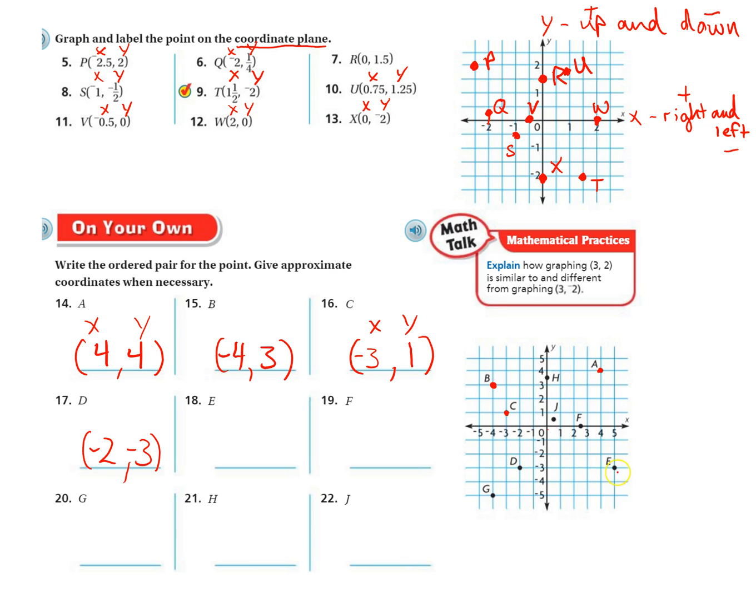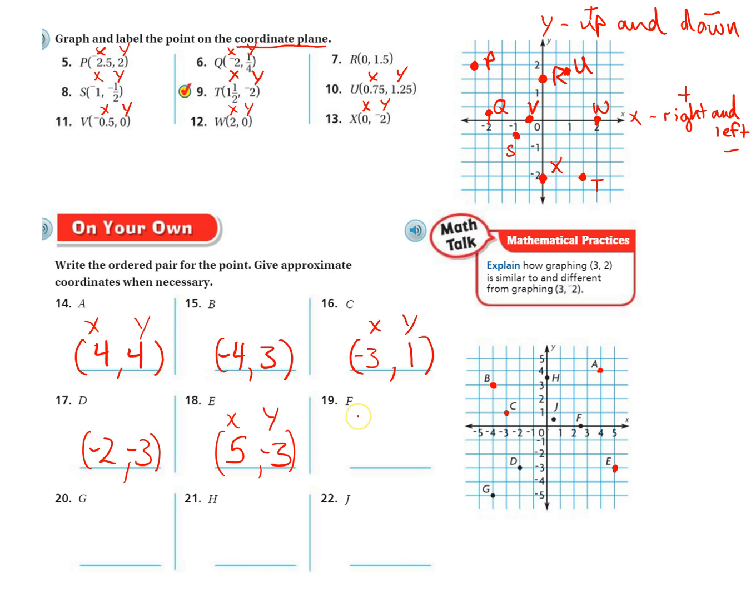Okay, point E is right here. To get to point E, I have to start back at the origin. I move X first, then Y. And remember, X is right or left, Y is up or down. So to get to E, I have to move to the right 5. And right is positive, so it's +5. And then down 3. 1, 2, 3. Down is negative, so -3.